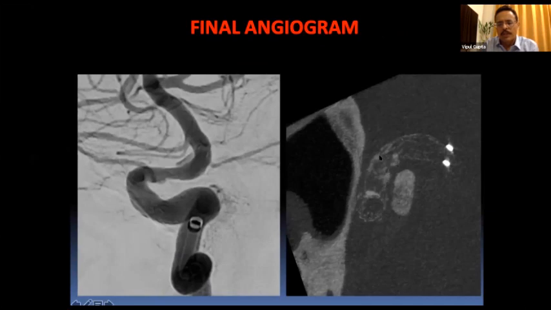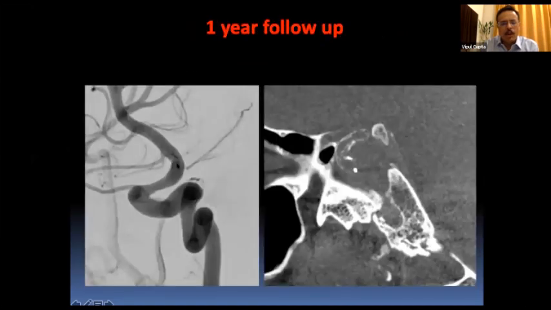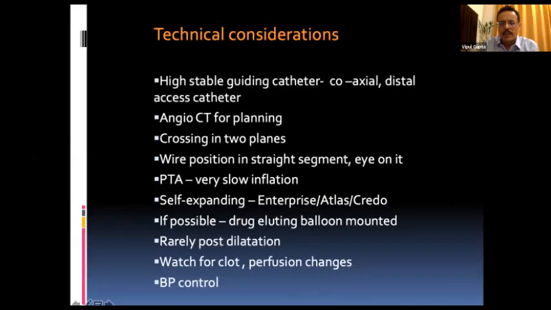And we do another angio-CT to see the stent is well open. You can see some calcification in the plaque around the stent as well. And this is the follow-up. You can see the artery is remodeled now very well. And again, you do a CT to look at the stent as well.